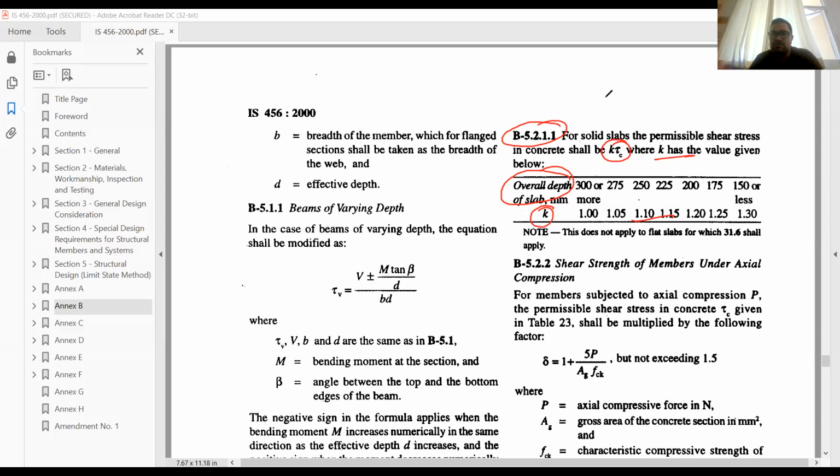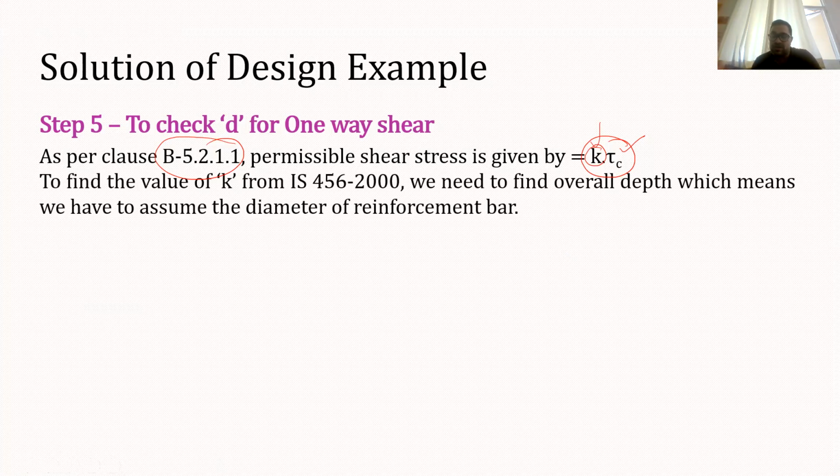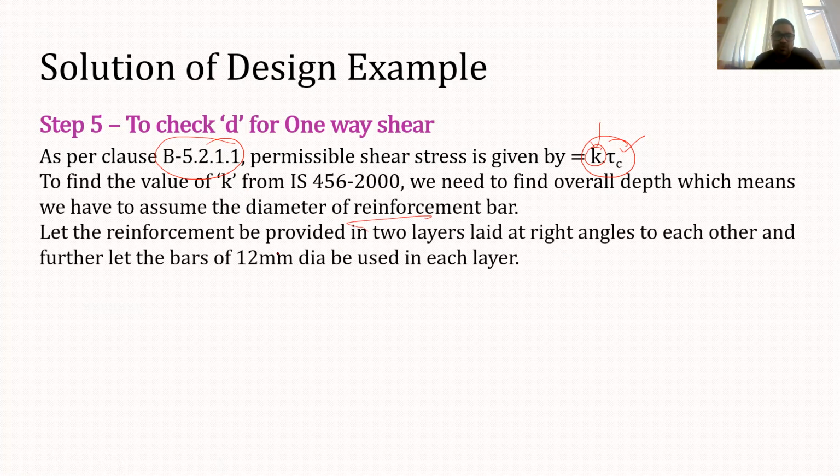For the overall depth, going to the slide, we need to find the clear cover, and we also need to assume the diameter of reinforcement. First we will assume the reinforcement diameter as 12 mm, which means we will provide 12 mm dia bars along both sides of the footing. If this is the footing, we will provide a 12 mm bar along this side and a 12 mm dia bar along this side. So we are assuming 12 mm dia bar in each layer.